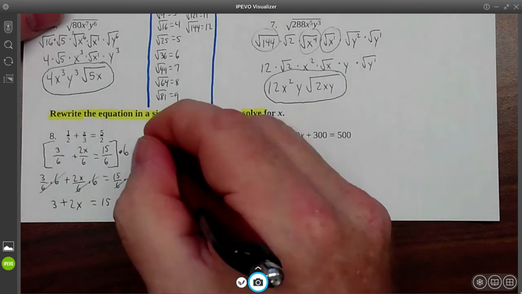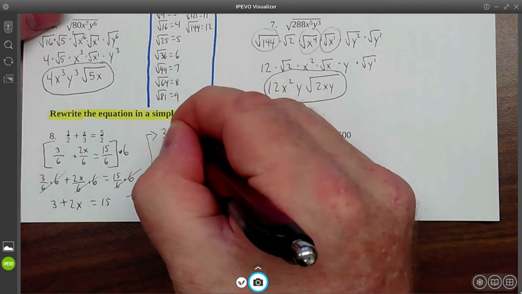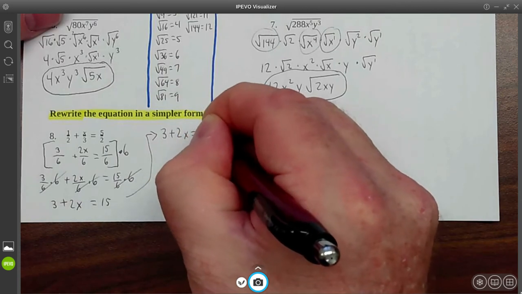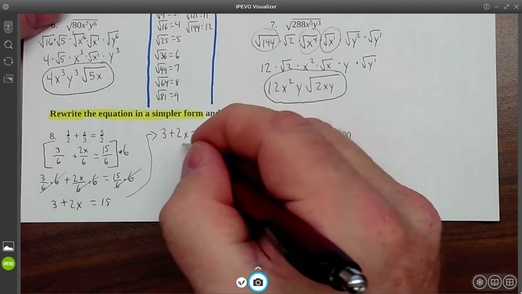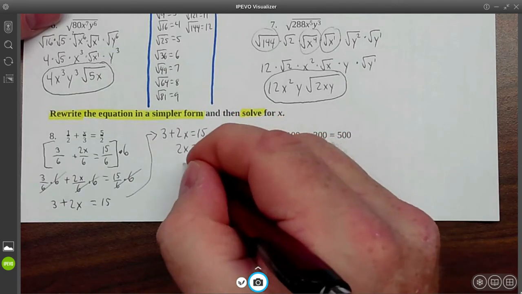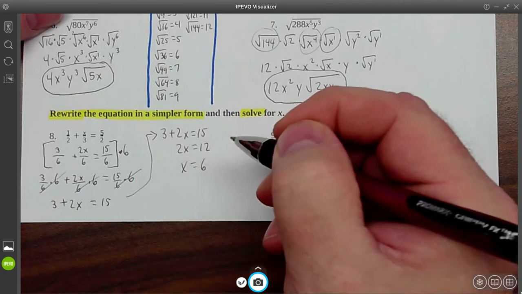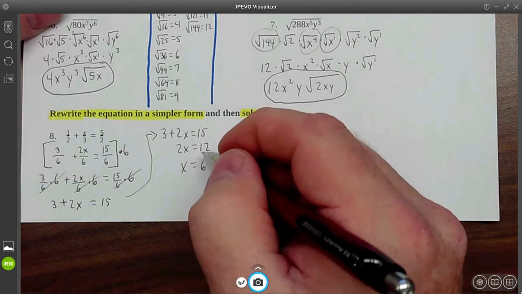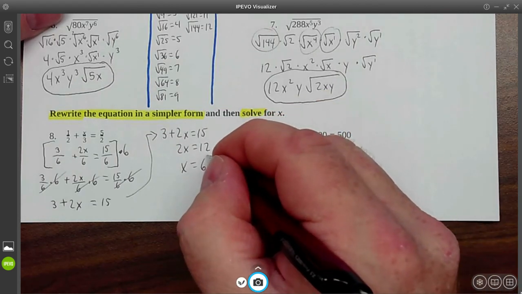Let's move it up to where we have a little bit more room. 3 plus 2x equals 15. So we're going to subtract 3, and we get 2x equals 12, and then we divide by 2, and we get x equals 6. So 6 would be our answer.